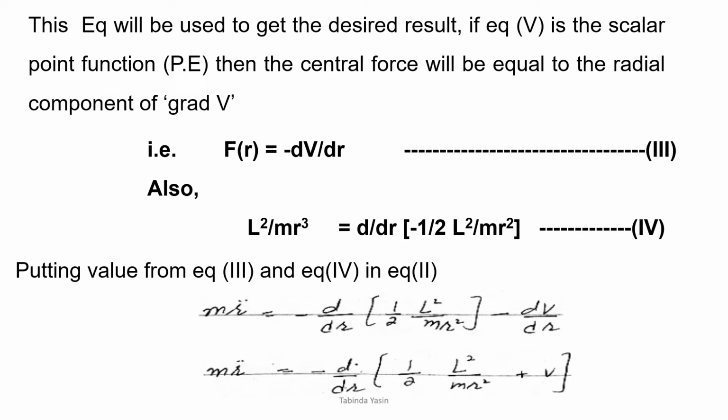Now putting the values from equation 3 and equation 4 in equation 2, we get m r double dot is equal to minus d over dr into 1 by 2 L square over m r square, bracket close, minus dV over dr. Here d by dr is common, so that can be taken out of the bracket.